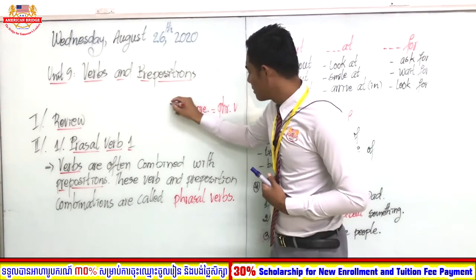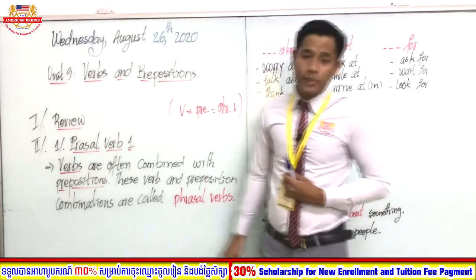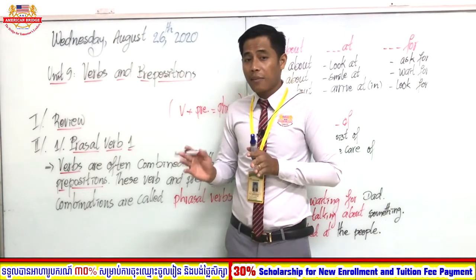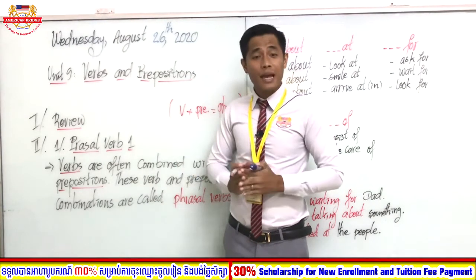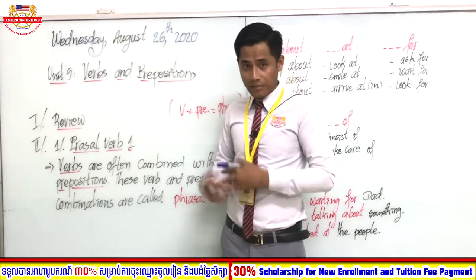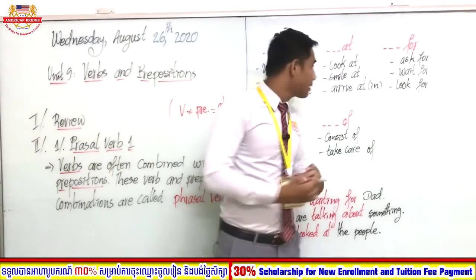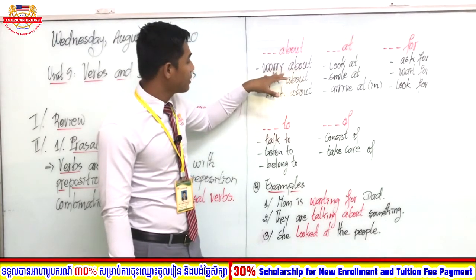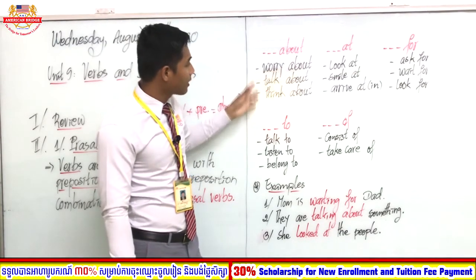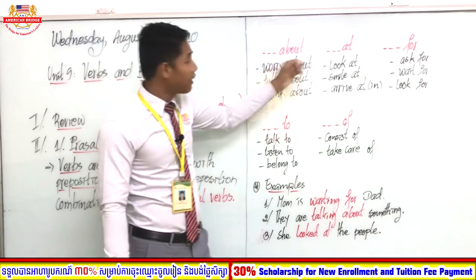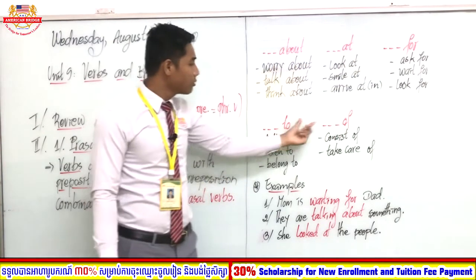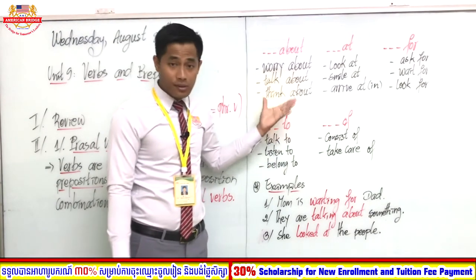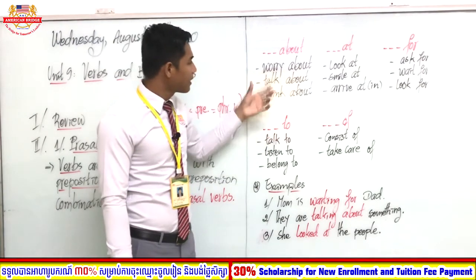Phrasal verb, okay? You know that a phrasal verb sometimes means a verb followed by a preposition, and sometimes its meaning is an idiom. So now I would like to show you some prepositions that are used with verbs, like about, at, for, to, and of. All of these prepositions are used to combine with verbs, and let's see it.